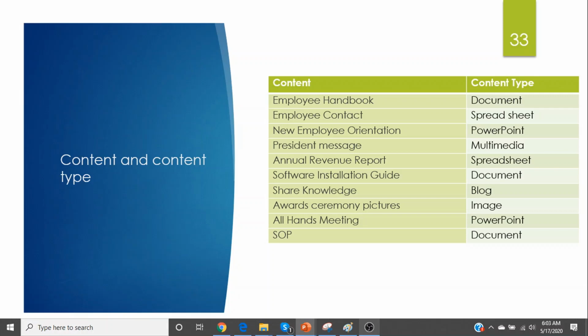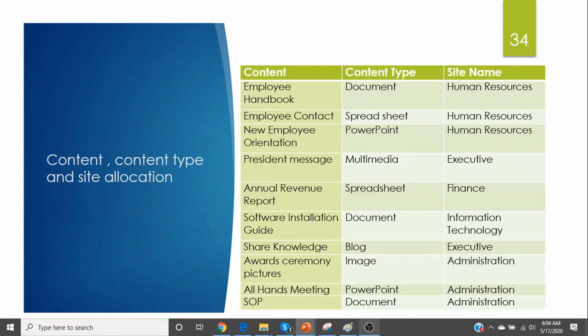So Employee Handbook is a document, Employee Contact is a spreadsheet, New Employee Orientation is a PowerPoint slide, President Message is a video or multimedia, Annual Revenue Report is a spreadsheet, Software Installation Guide is a document, Share Knowledge is a blog, Award Ceremony Picture is an image, All Hands Meeting is PowerPoint, SOP or Standard Operating Procedure is a document. So this is how we're going to structure and upload our content or data on the SharePoint websites.